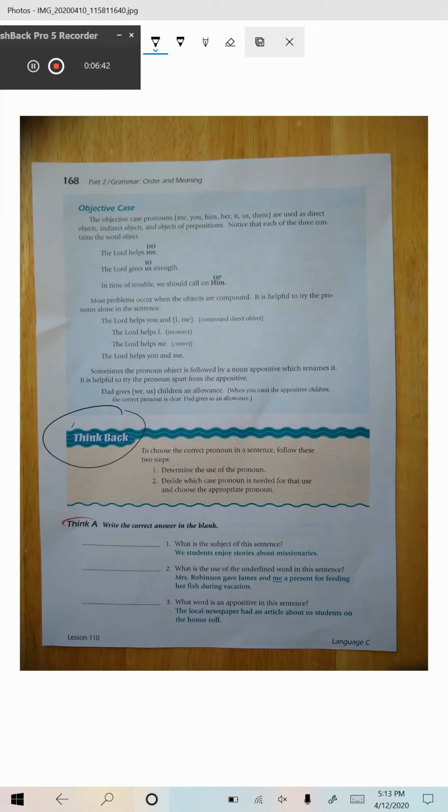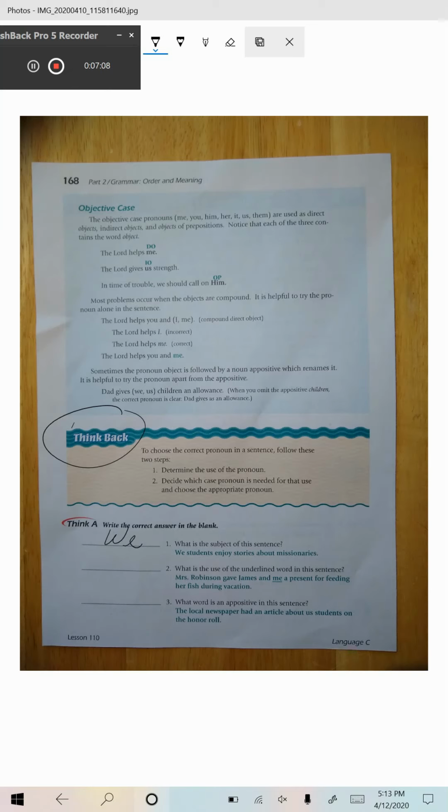So let's look at Think A. What is the subject of this sentence? We students enjoy stories about missionaries. Actually, the subject is we. We enjoy stories about missionaries.